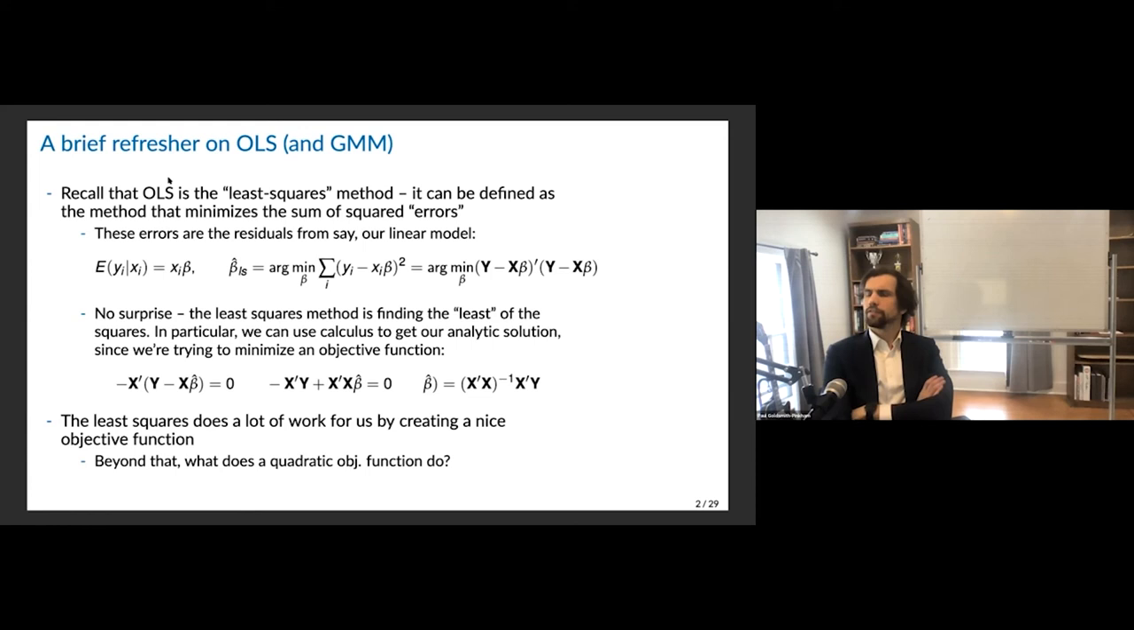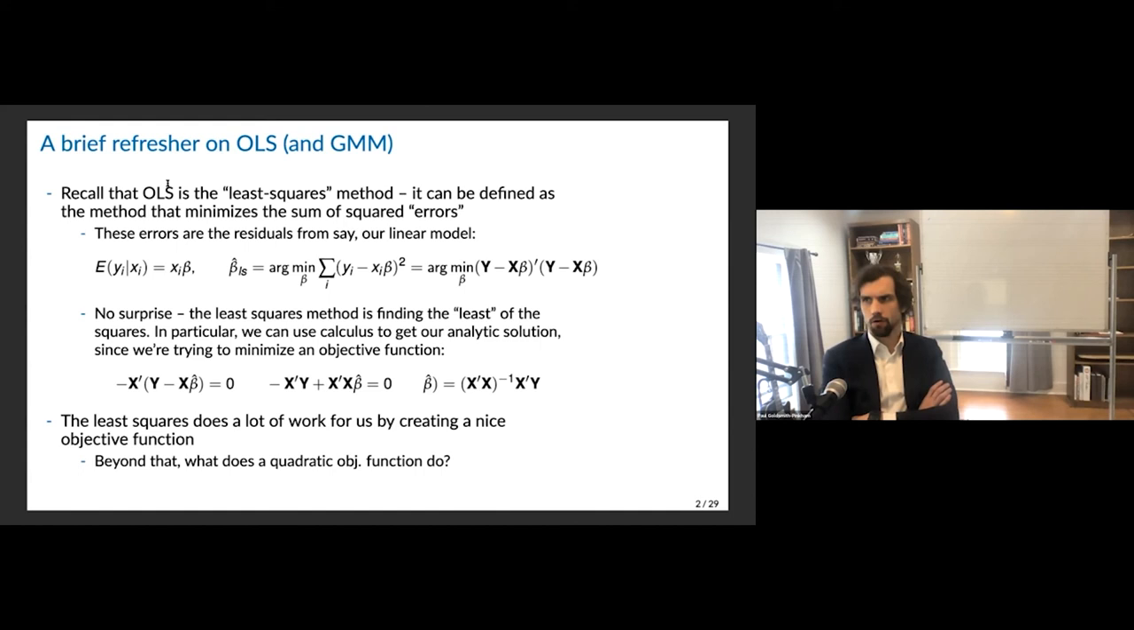Let's start with a very brief refresher on OLS. This is really a GMM thing more generally, thinking about minimization in least squares, but OLS is the easiest way to frame this. Remember, OLS stands for ordinary least squares. It's really just least squares, LS, and it's minimizing the sum of squared errors, right?